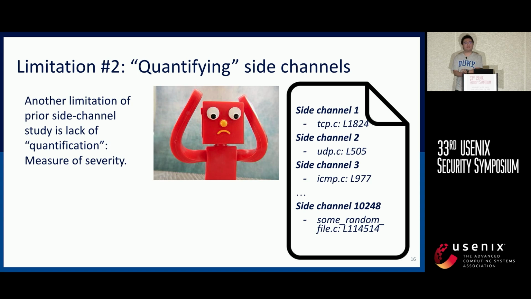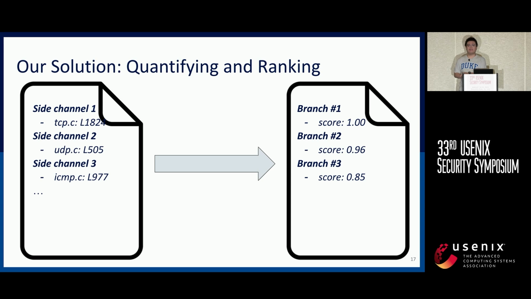Another limitation of prior work is that they lack the quantification of side channels. Side channels can be more or less severe. They can even affect the usability of a system, or they can be very minor, not even concerning. Such severity has been barely mentioned or reflected in prior reports. Our solution is to quantify and rank all these side channels by providing a ranking based on their severity. We aim to provide more insights for the developers who are going to fix them. We think this will greatly improve the quality and usefulness of our final report.